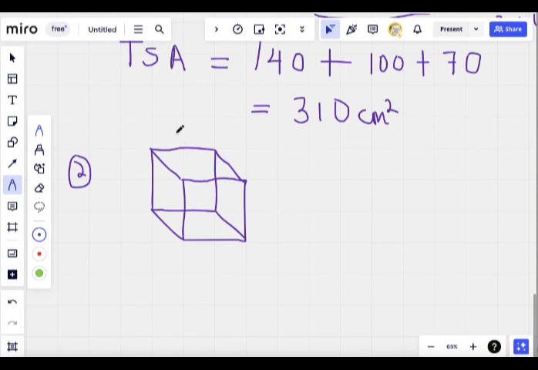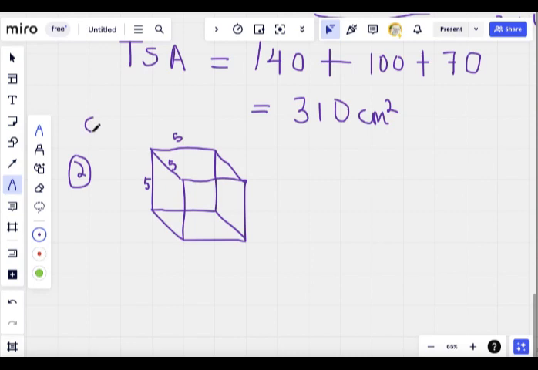Let's say I have 5. So if here is 5, here will be 5, the width will be 5, and the height will be 5. So this is for a cube.